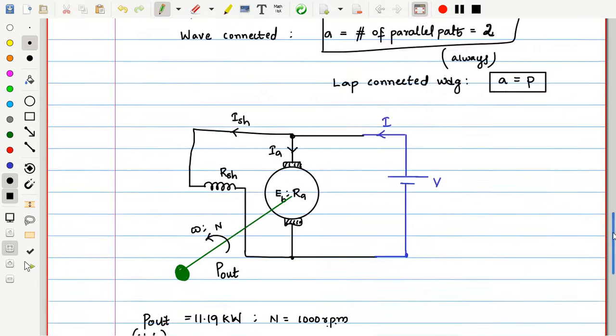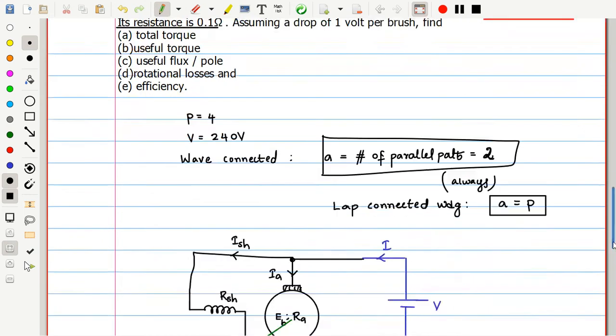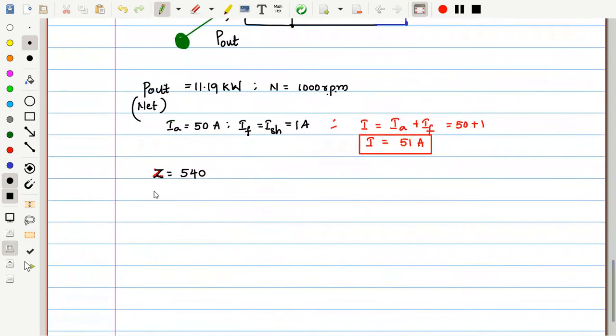What else is given? Its resistance is also given. Which resistance? Armature resistance. Usually the field resistance of a shunt connected motor will not be this small. If it is this small, it will have a huge current in the field winding and huge losses there. So this is the field winding, and this is the armature winding resistance. Ra is equal to 0.1 ohm.